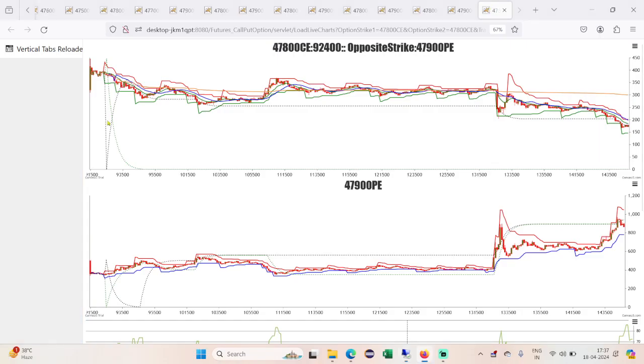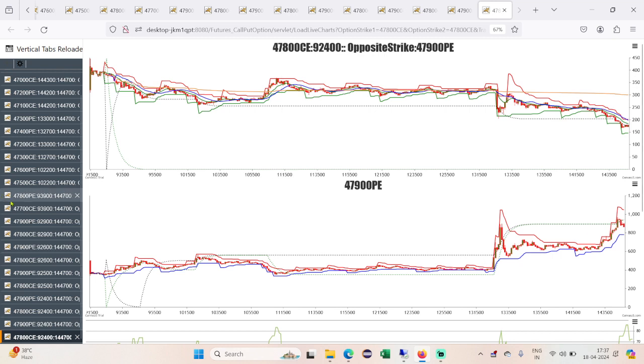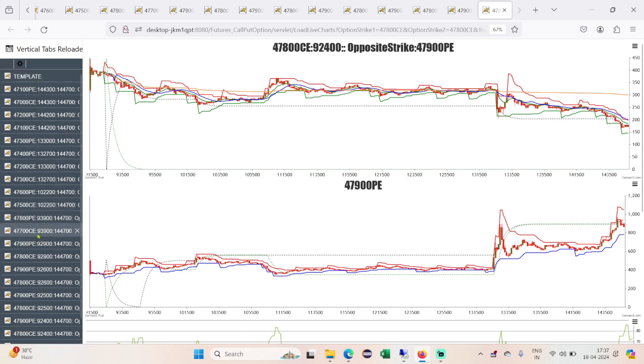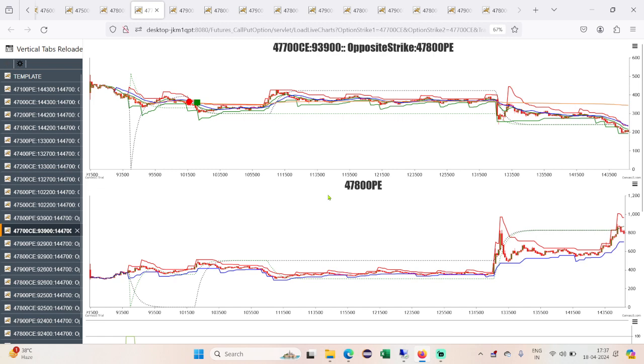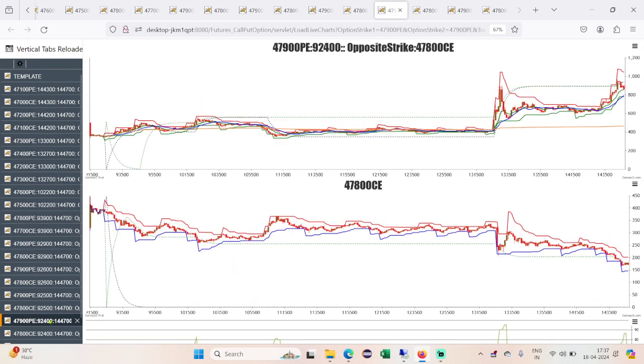Now, as I told you, I will explain the lines that are displayed on each and every option strike chart. You need not know these indicators in depth. These are nothing but actual indicators.